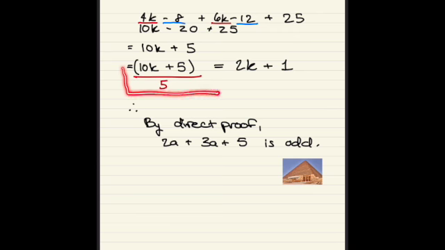And if we take all of this and divide it by 5, we're left with 2k plus 1. Therefore, by direct proof, 2a plus 3a plus 5 is odd.